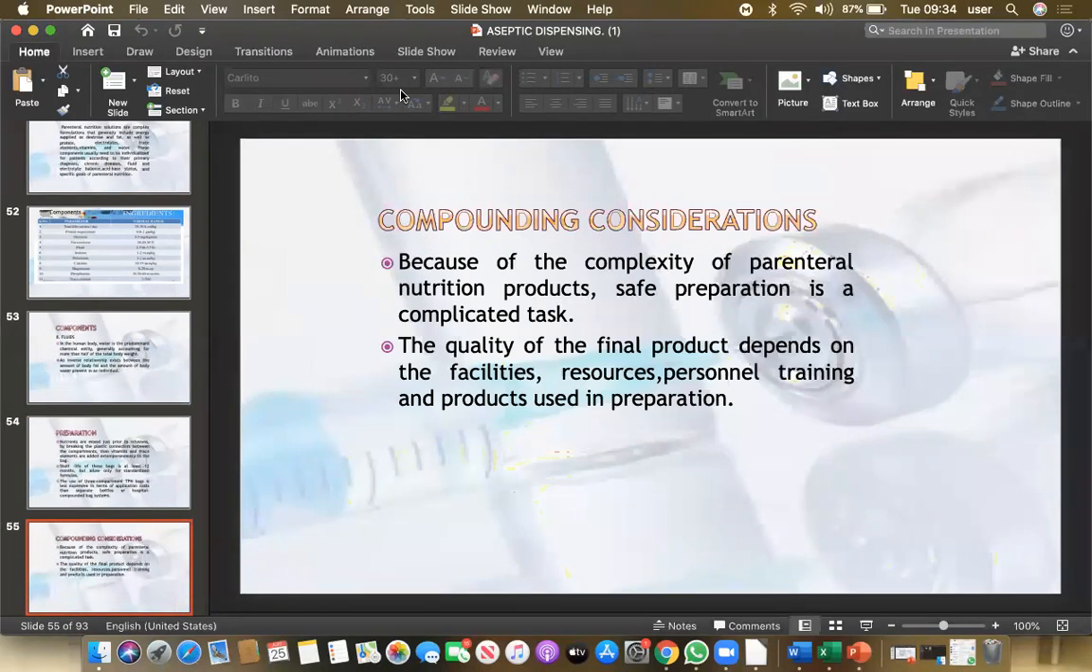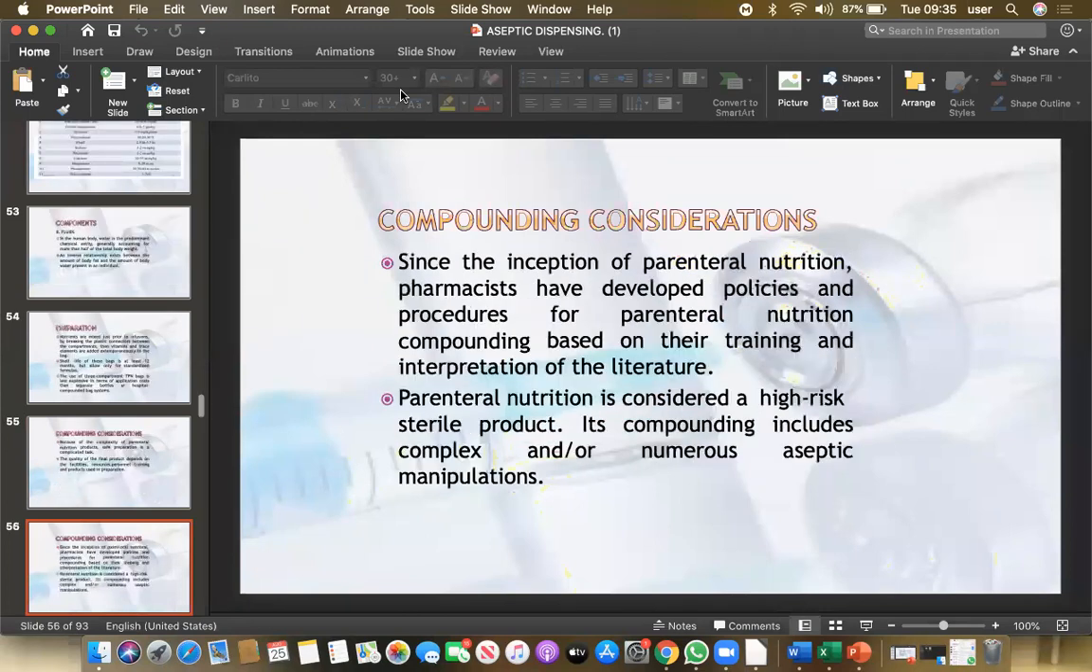The safe preparation of parenteral nutrition products is a complicated task. The quality of the final product depends on the facilities, resources, personnel training, and products used in preparation. So compounding must be done by a skilled person. Since the inception of parenteral nutrition, pharmacists have developed policies and procedures for parenteral nutrition compounding based on their training and interpretation of the literature.